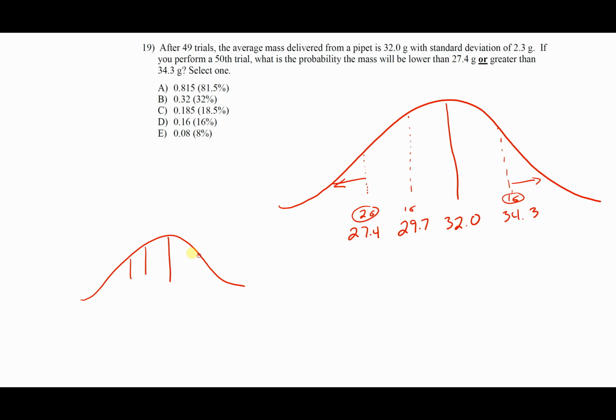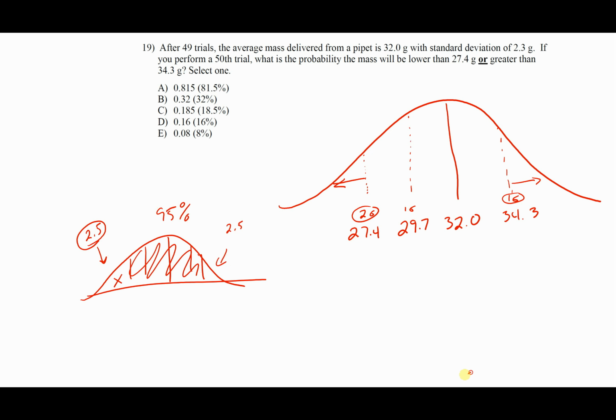1 sigma, 2 sigma, right? So everything underneath 2 sigma is 95%, right? Which means that plus this is 5%. So this is 2.5, and that's 2.5. We only want this area, so we have a 2.5% chance.